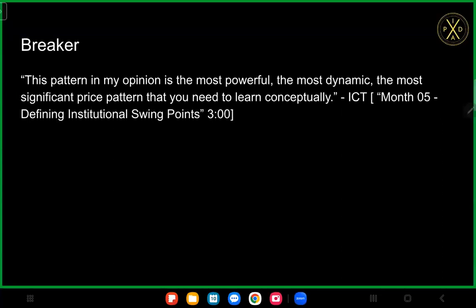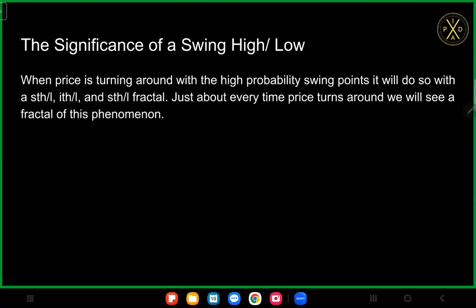All right, so now that we're done talking about the breaker, let's move on to the next slide. All right, so the significance of a swing high or a swing low. So when price is turning around with the high probability swing points, the reason that I say high probability swing points is because I want to include the high probability failure swing. So we already understand that a breaker already is high probability, but the reason that I included this vocabulary is for the people that want to trade a failure swing. And I was trying to highlight that you should most likely gravitate towards the higher probability failure swings.